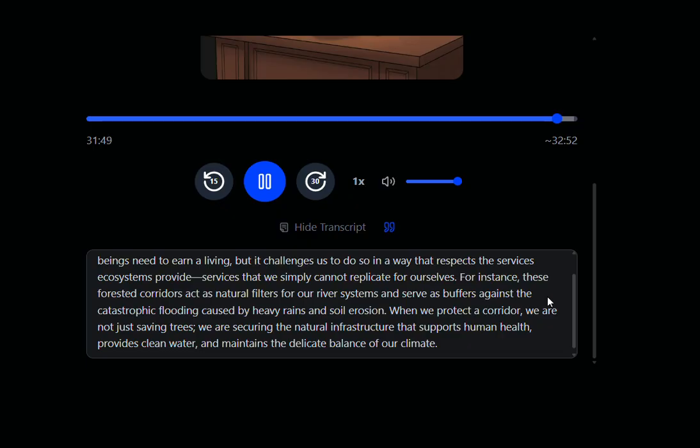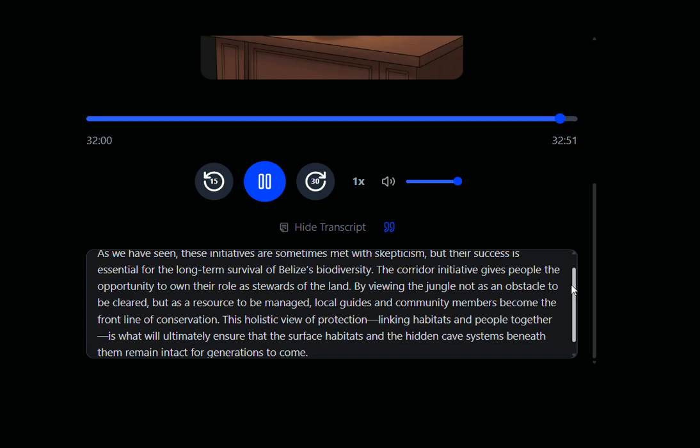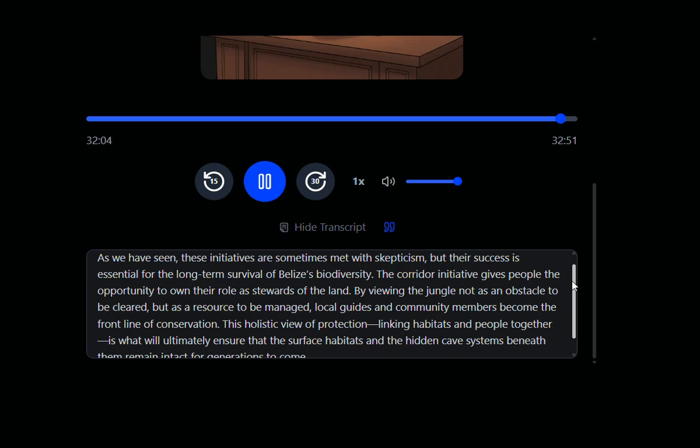When we protect a corridor, we are not just saving trees. We are securing the natural infrastructure that supports human health, provides clean water, and maintains the delicate balance of our climate. As we have seen, these initiatives are sometimes met with skepticism, but their success is essential for the long-term survival of Belize's biodiversity. The Corridor Initiative gives people the opportunity to own their role as stewards of the land.